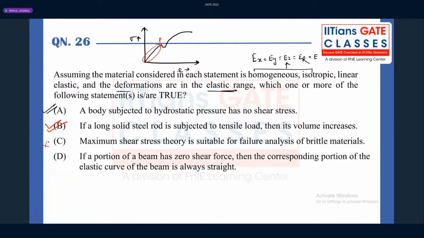So what is the best theory for brittle material? Rankine's theory, because Rankine's theory considers the maximum normal stress, the stress which is responsible for the failure of a brittle material, right? So that is the best theory for brittle material. Coming to the D option, guys, what they have mentioned: if a portion of a beam has zero shear force, then the corresponding portion of the elastic curve will always be straight. No.